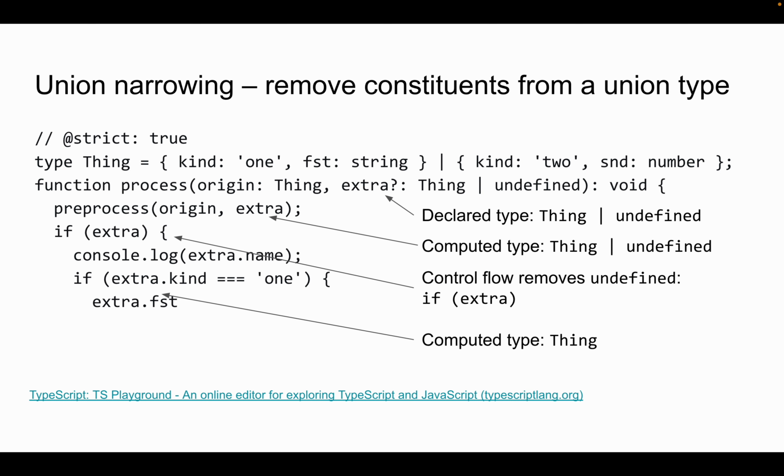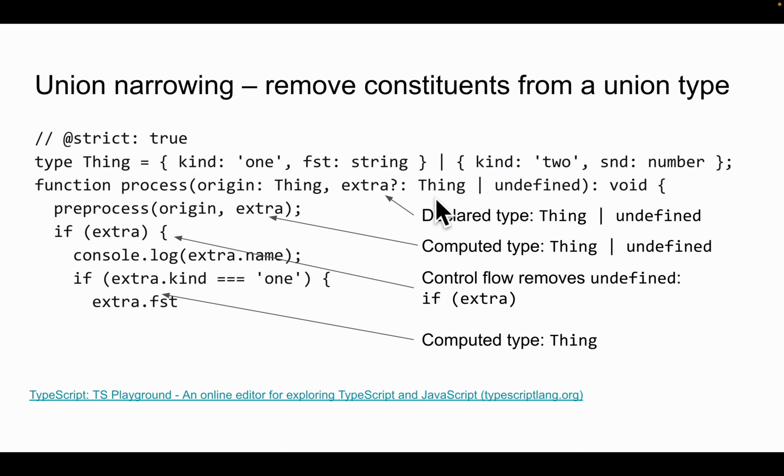All right, so the first kind of narrowing we're going to talk about is union narrowing. It's not actually called this in the compiler, but that's kind of a nice way to think about it. It's the most common kind of narrowing. You remove constituents from a union type. Absolutely the most common kind of union type is thing or undefined. If you have thing or undefined, you might want to remove undefined from that so that you can use thing.